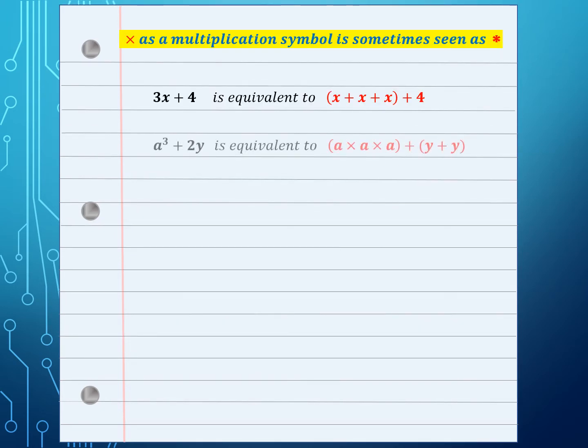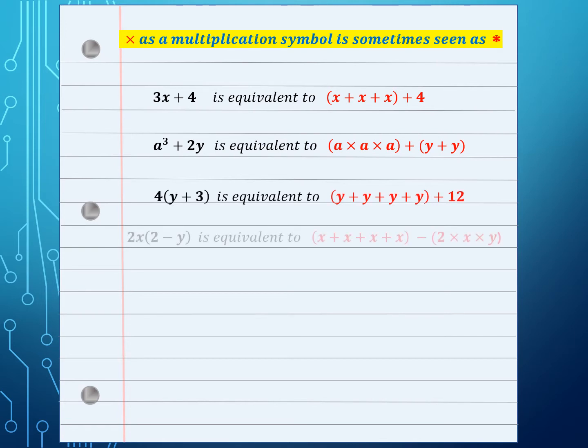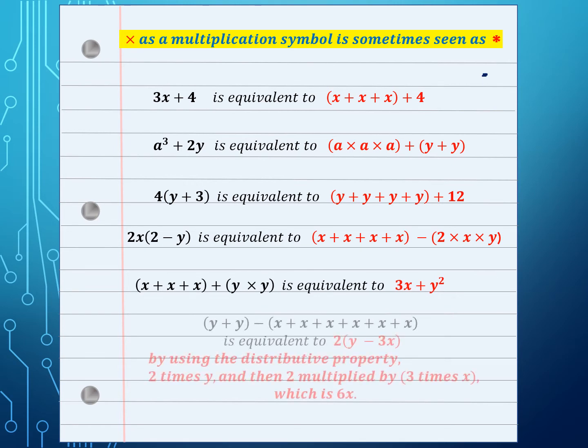Remember that the multiplication symbol can be seen as an x, but notice the x doesn't have a little squiggle on it, it's just 2 straight lines. And it can also be seen as a little star, and sometimes you might actually see it as just a point. So 3 times the variable x, or 3x, plus 4, is equivalent to 3 x's, so x plus x plus x plus 4.